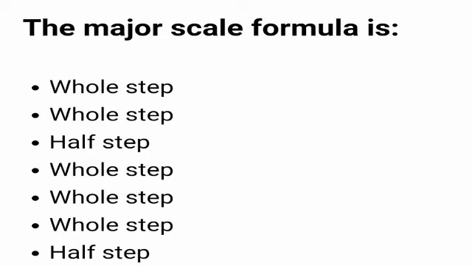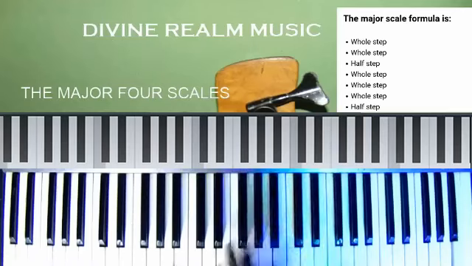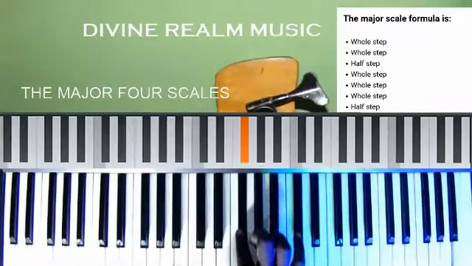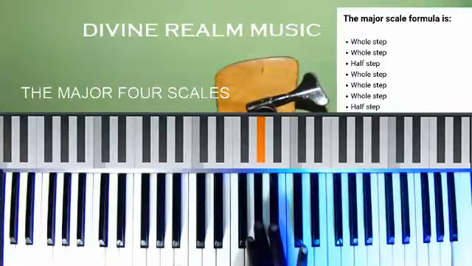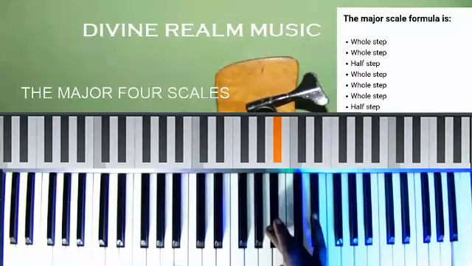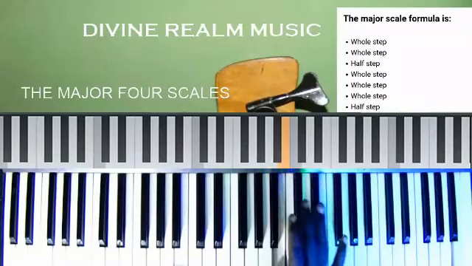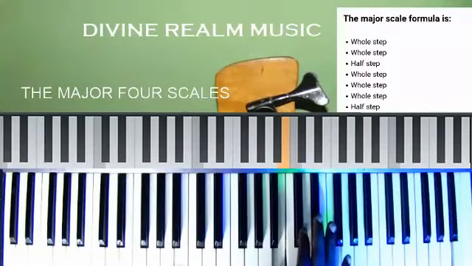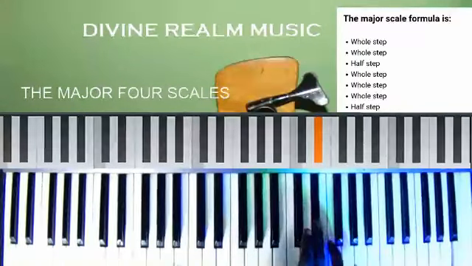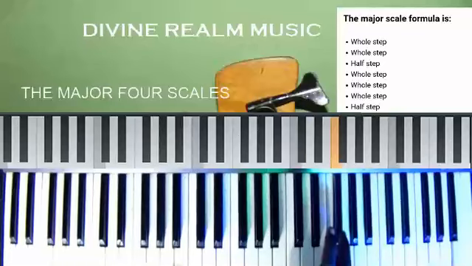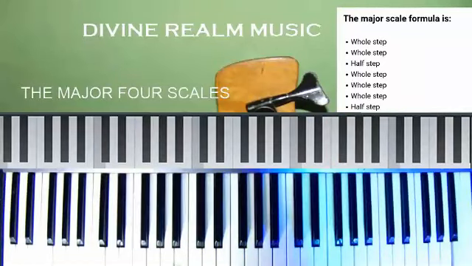So let's go back and begin from the key of F sharp. This is your root, which is F sharp. Whole step, whole step. What is the next thing? Half step. Whole step again, whole step again, whole step again, and half step. Okay, so let's try it on another key, then from there we'll move on to the next scale.